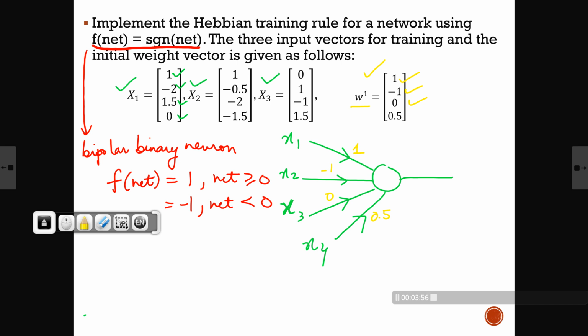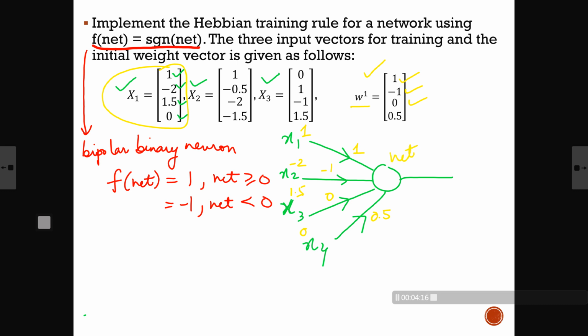Now what do we have to do? This is the data which is given as of now. First, we have to present the first input, that is this one. So I am giving at the input 1, minus 2, 1.5 and 0. After doing this, I calculate what is net, and after finding net, I calculate what is f of net. Now according to the Hebbian learning rule, we have to check whether f of net is equal to plus 1 or minus 1, because f of net is given as sign of net, and accordingly we have to do the weight update.